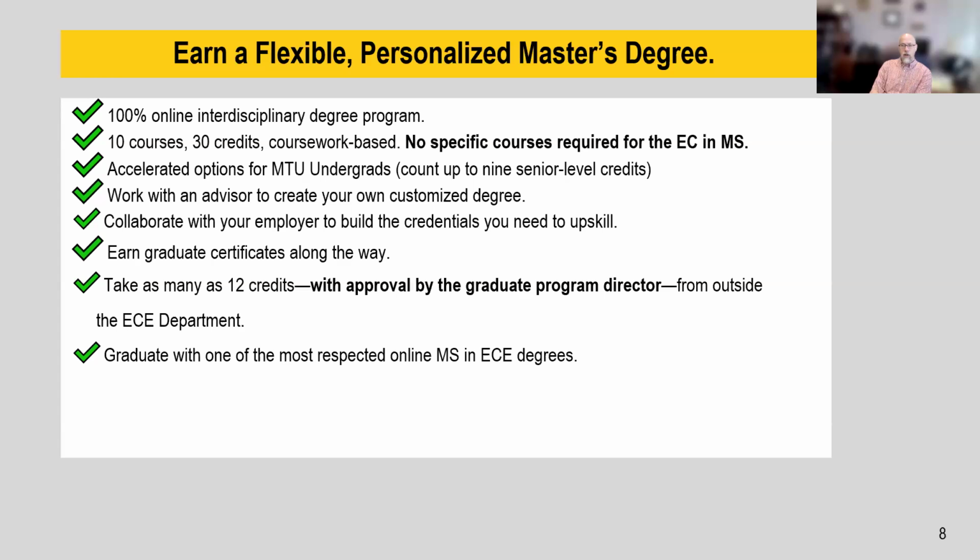If you are a Michigan Tech undergraduate student, we have an accelerated option available that helps you use some of your credits from your senior year toward the master's program. But in general, when you apply, you'll work with our graduate advisor to create your own custom degree: what your interests are, what's going to help you in your industry, the job you have now, or the job that you want to get in the future.